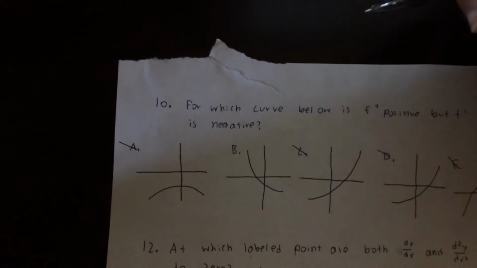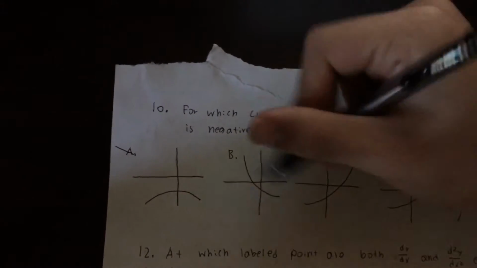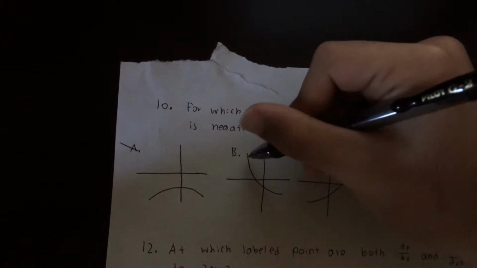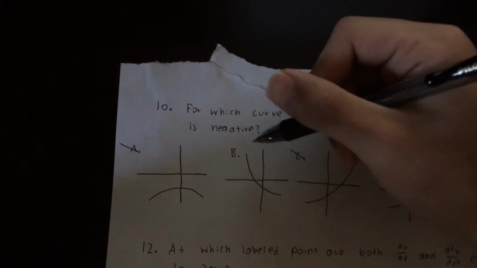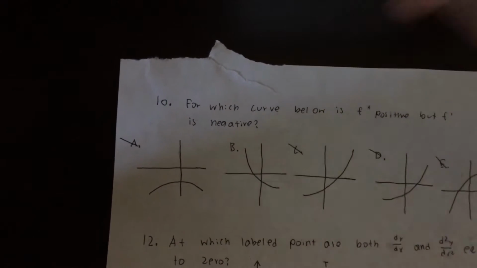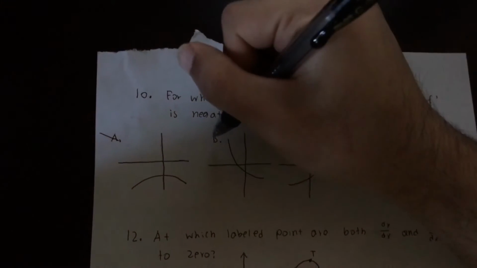So B is the only one where f is decreasing, so f prime is negative, and f double prime would be positive because for B, this is concave up. So B would be the right answer choice.